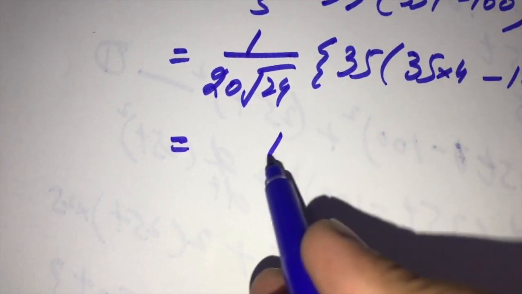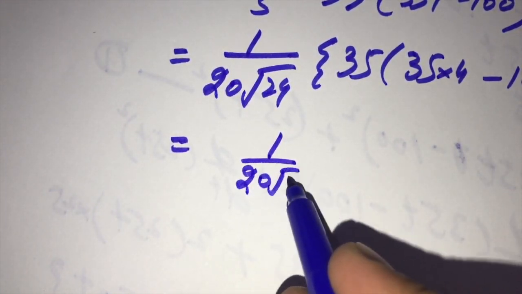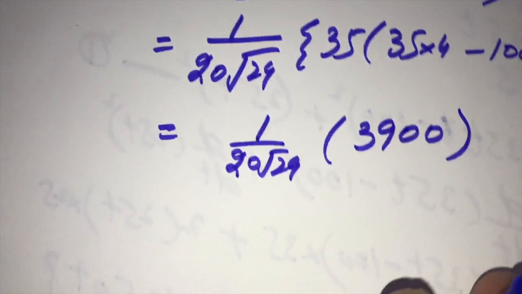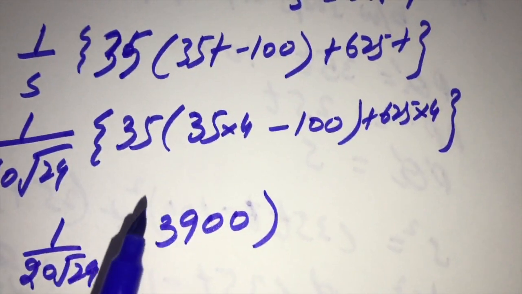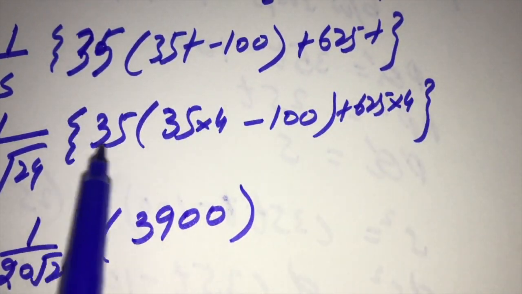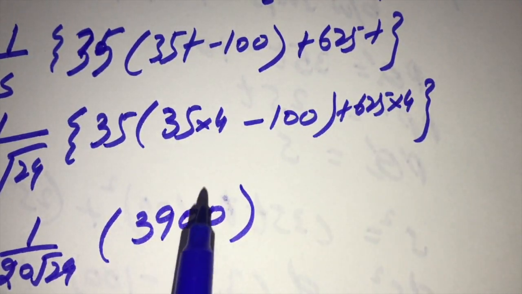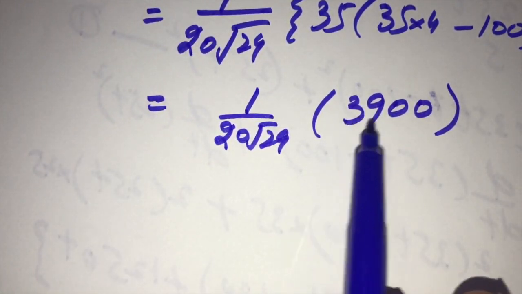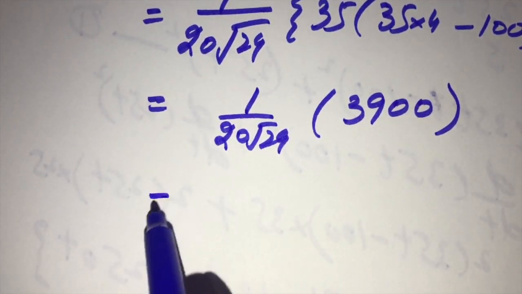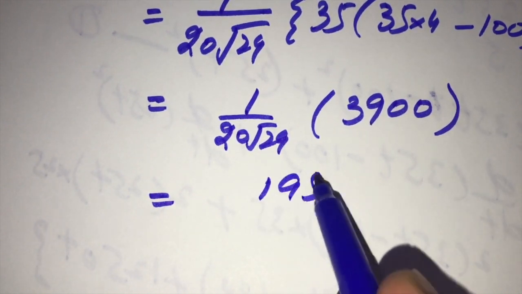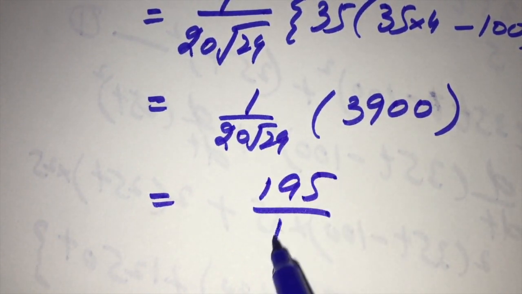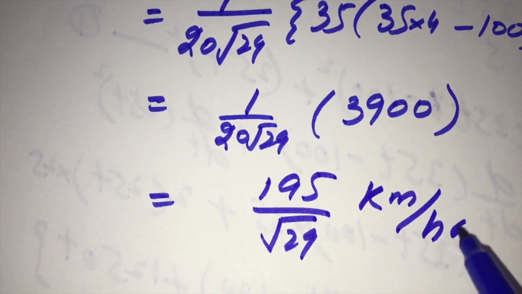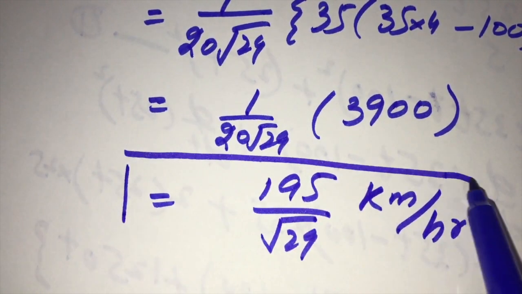Here we get 1 over 20 into square root of 29 into 3900. When we simplify this whole expression, we get 3900, and when we divide it by 20, we get 195 over square root of 29 kilometers per hour. This is the answer.